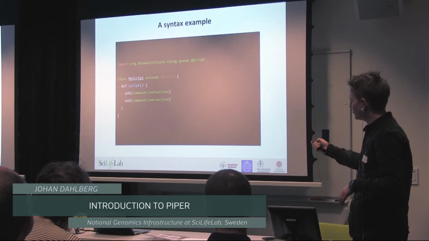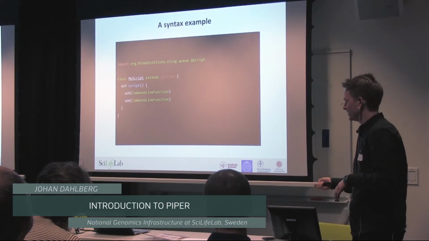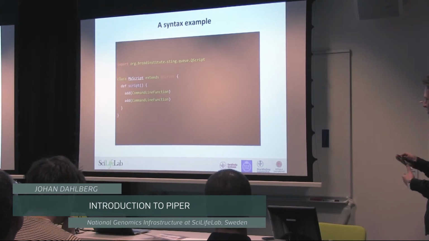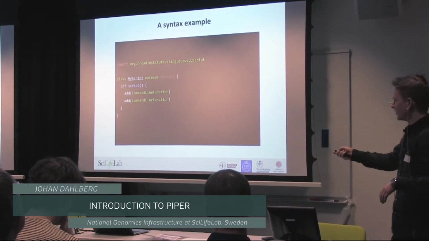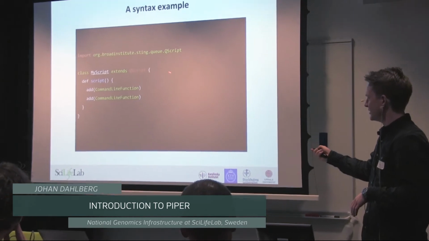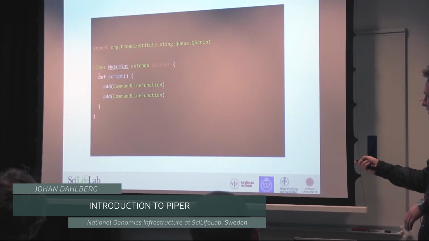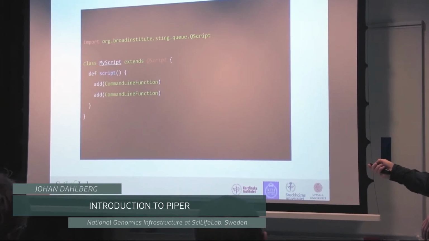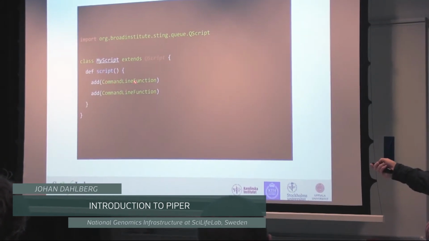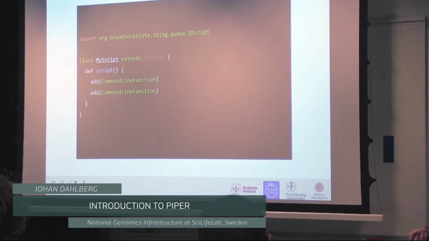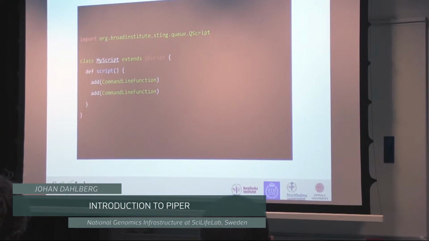So the heart of Q is essentially the Q script. This is your pipeline definition, and this is all object oriented. You have a class, MyScript in this case, which extends QScript, and then you must define the script function, and here is where you add your command line functions. This is the backbone of the entire structure.